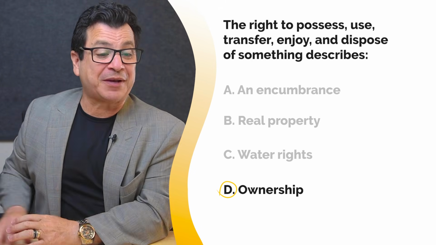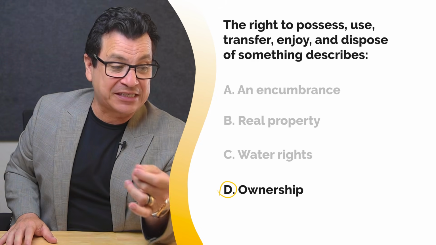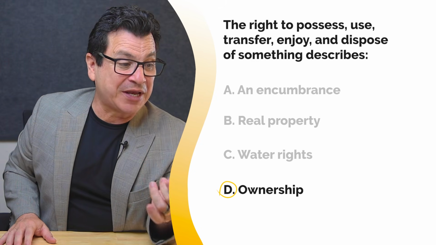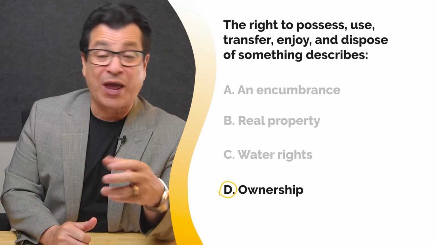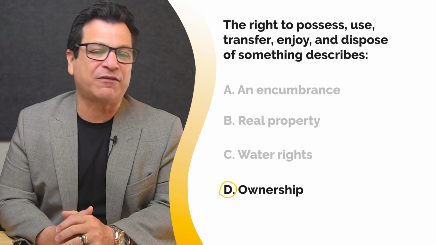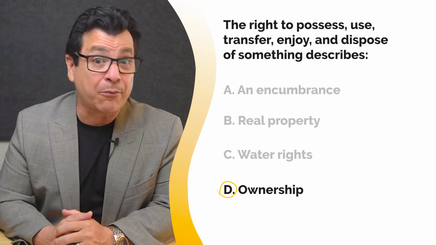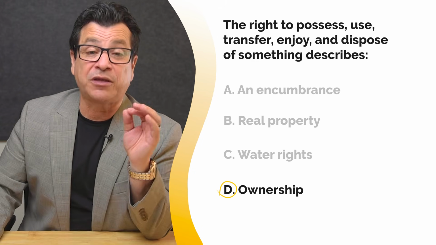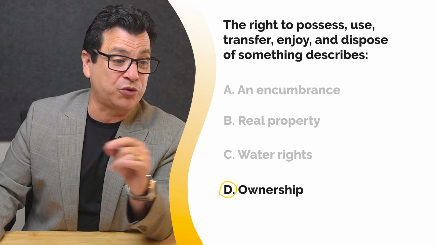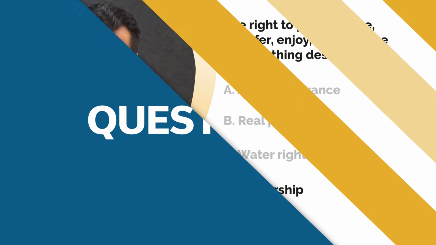Explanation: ownership can apply to real property and personal property, which means you have the right to possess it, use it, transfer it, enjoy it, and dispose of it. That's called the bundle of rights. When you have ownership, it's the bundle of rights. You have the right to use it, possess it, transfer it. You have the right to encumber it if you want. You have the right to enjoy it. That's what we call the bundle of rights, and that belongs with ownership. Got it? Great. Let's keep on moving to the next one.